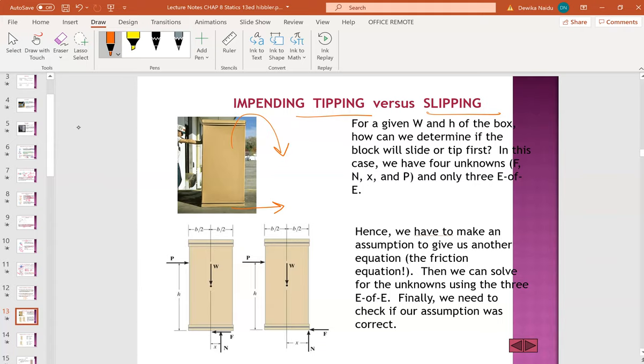Okay, oops. Oh, the old book has it. The new book, they have removed it. Yeah. Okay, anyway, it's okay. I will just explain to you.